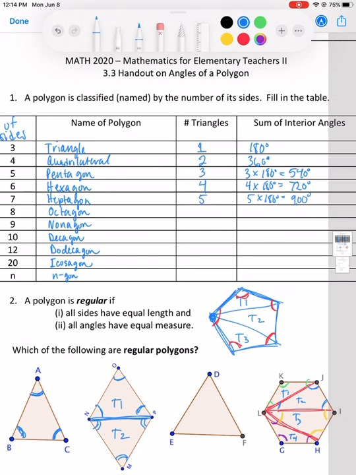And so on. Octagon has 8 sides, 6 triangles can fit in there. 6 times 180 is equal to 1080 degrees. In a nonagon, you can fit 7 triangles. 7 times 180 is equal to 1260. In a decagon, you can fit 8 triangles. 8 times 180 is equal to 1440.